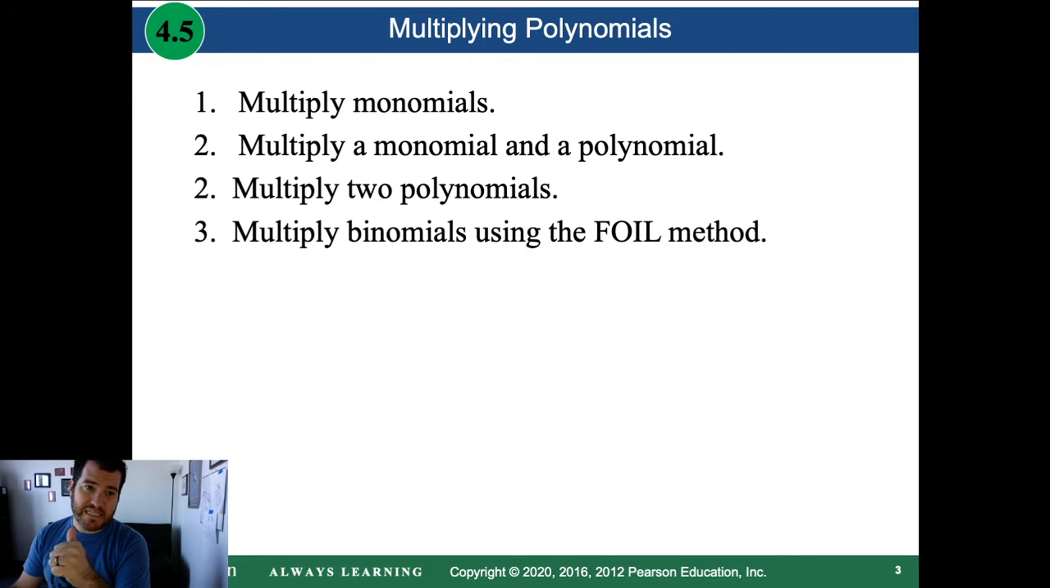So today's lesson, 4.1 was kind of the intro to exponents. 4.2 was using negative exponents. 4.3 was the scientific notation. 4.4 was adding and subtracting exponents.